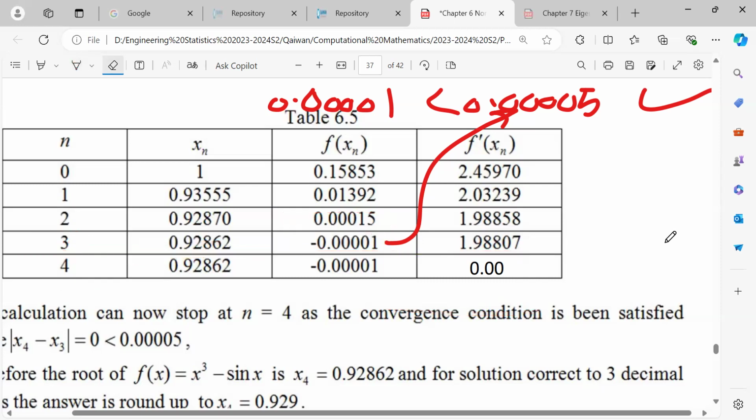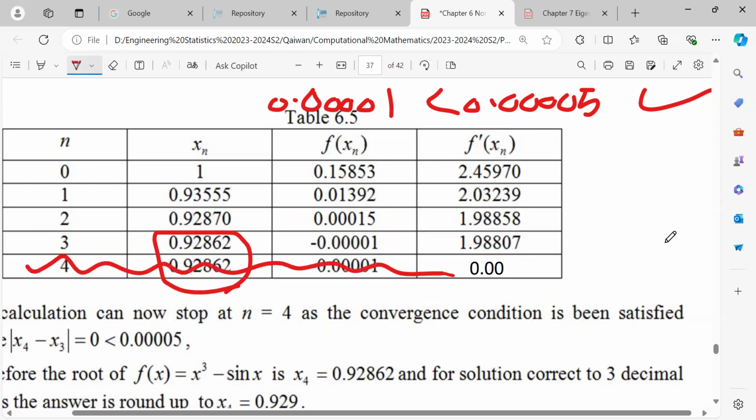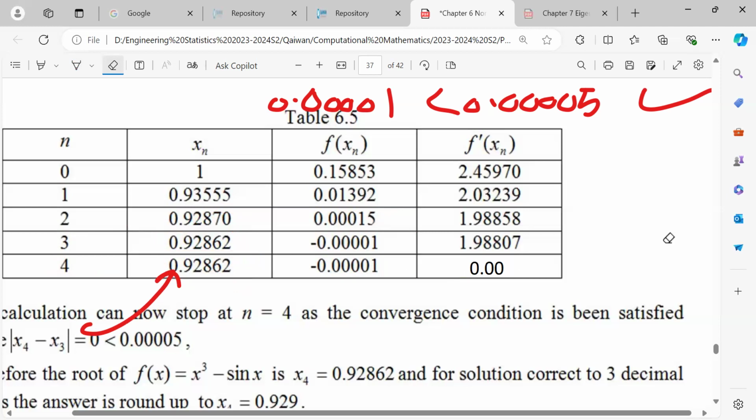As you see here, these two x values are the same. The last x value is the solution. If we don't do this step, what's the solution? The solution is 0.92862. Whatever you do in the next one, it's the same value. The x value is the same. So that's why we could stop in the previous step. We don't need to do this step.